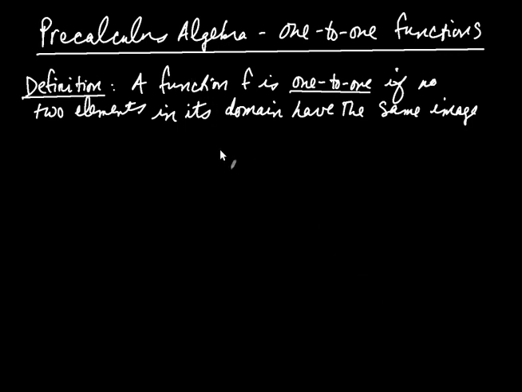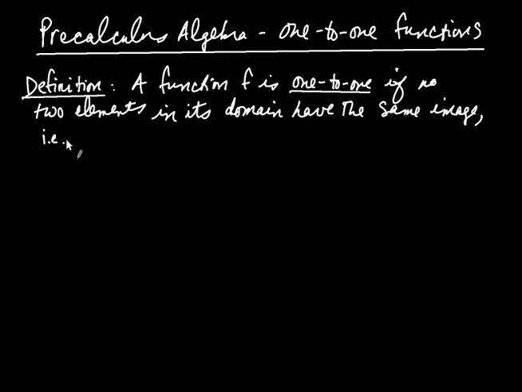In this precalculus algebra video, we're going to learn how to determine when functions are one-to-one. So first, a definition. A function f is said to be one-to-one if no two elements in its domain have the same image. And we write this mathematically as follows.